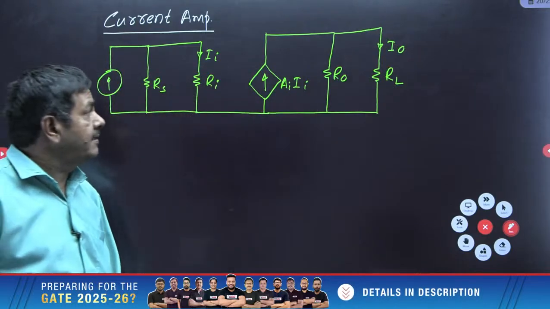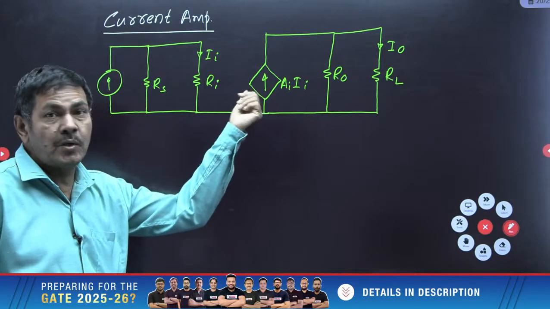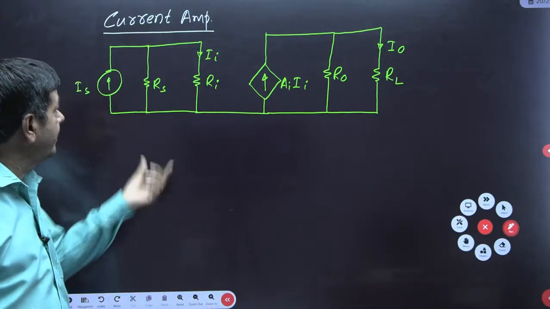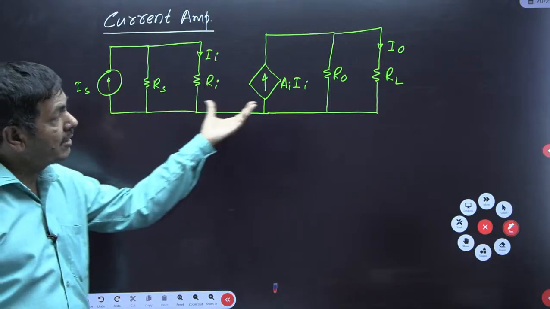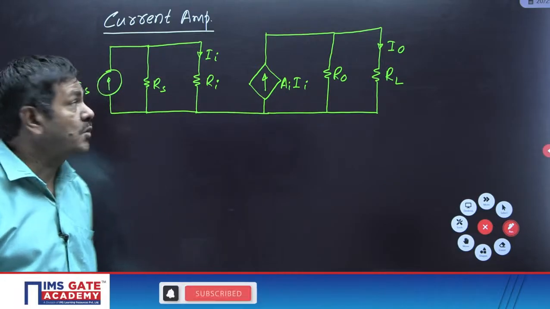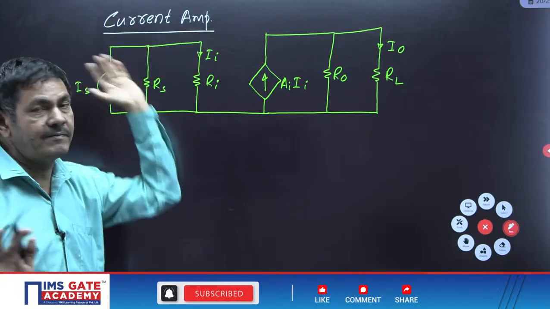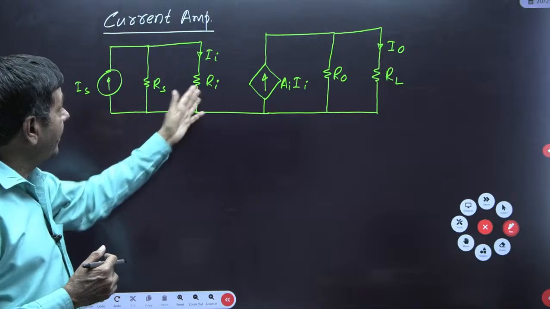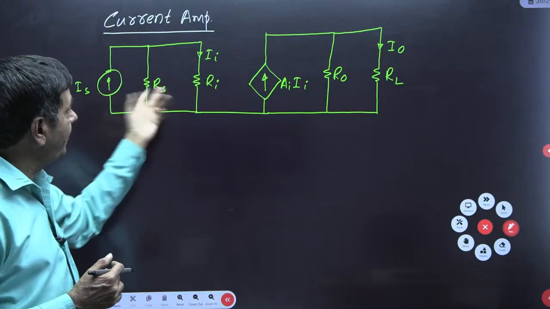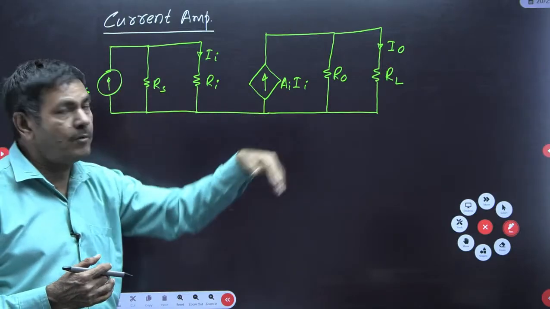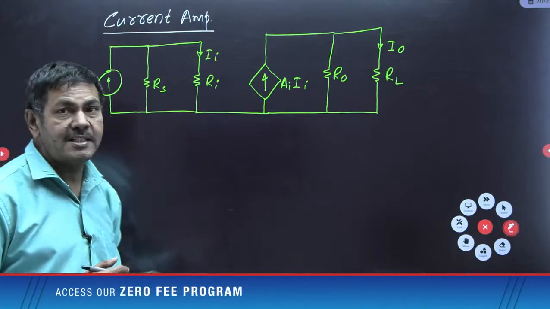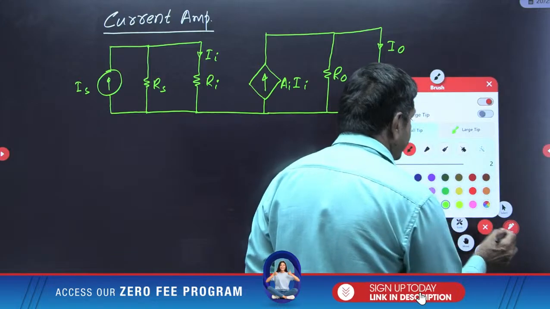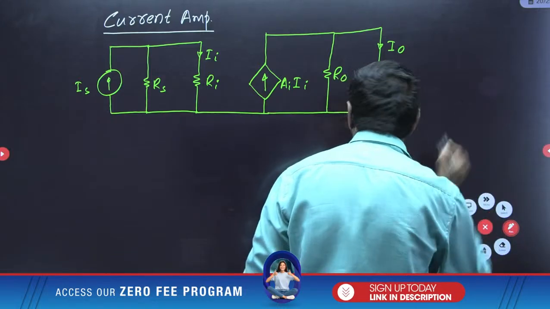Suppose you are given this network and asked to identify the name of the amplifier. Easily you can say the input is a Norton's equivalent circuit and the output is a Norton's equivalent circuit, so it can be said to be a current amplifier, very simple. Sometimes in the GATE they ask whether Ri is far greater than Rs, Ri is far less than Rs, R0 is far greater than RL, or R0 is far less than RL. You may be asked any question in the GATE, because easily you can get these from these circuits.